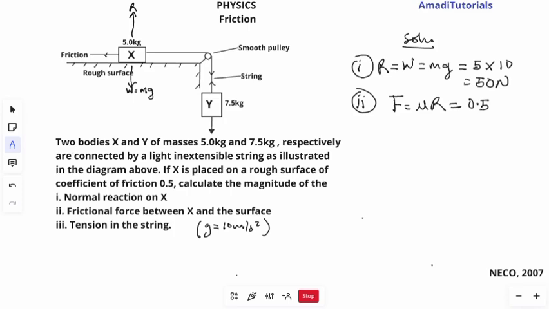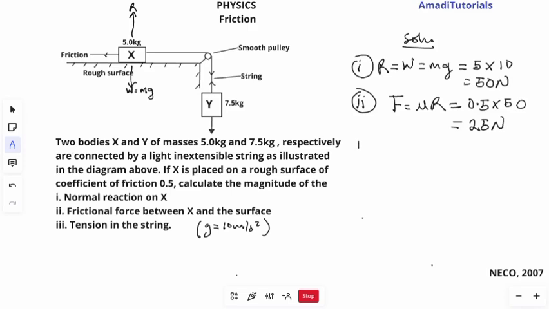The coefficient of friction measures how rough a surface is. So the higher the coefficient of friction, the rougher the surface is. For a perfectly smooth surface, the coefficient of friction is 0. Take note of that. So this is times normal reaction, which is 50. So 0.5, which is like a half, times 50 will give you 25 Newton.